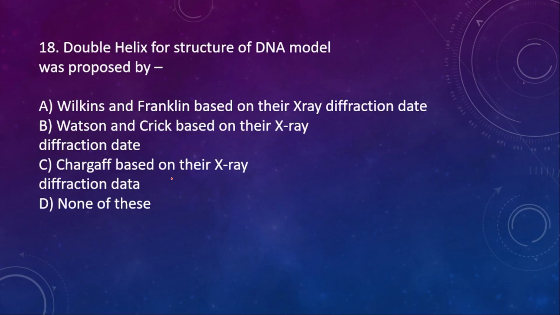Next question, that is question number 18. The double helix structure of the DNA model was proposed by: A. Wilkins and Franklin based on their X-ray diffraction data, B. Watson and Crick based on their X-ray diffraction data, C. Chargaff based on their X-ray diffraction data, and then D. None of these. Here James Watson and Francis Crick proposed the double helix model.